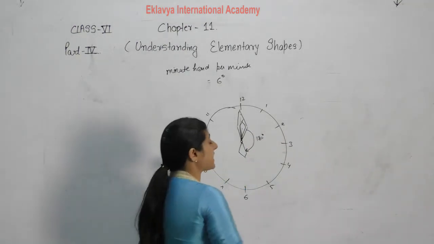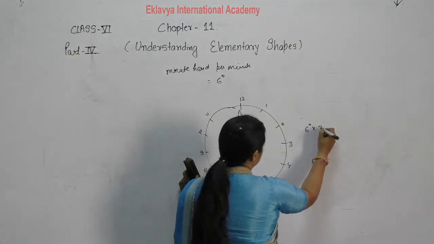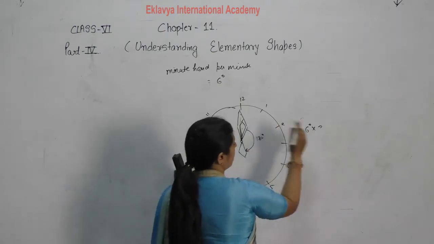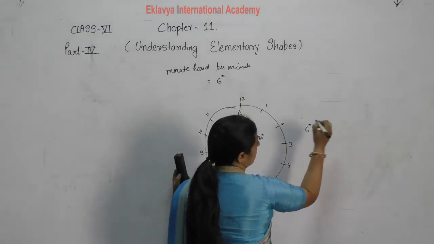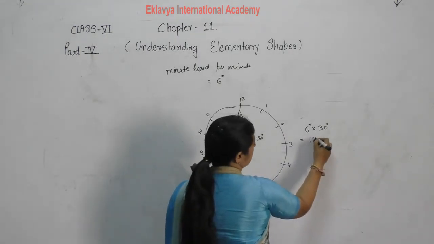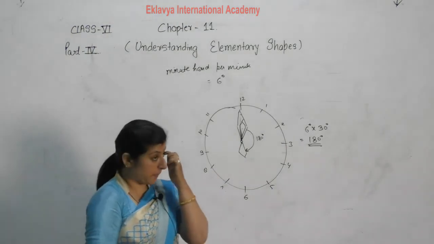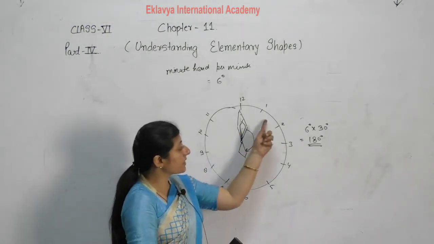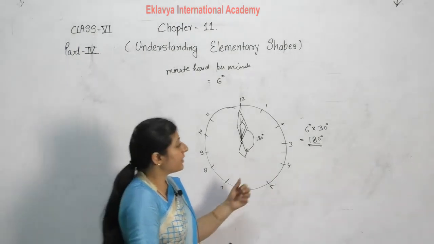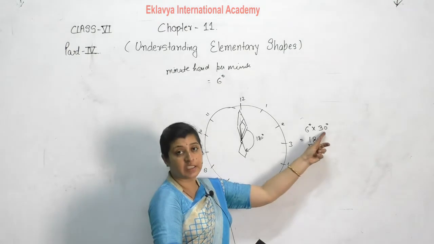Or you can say the second hand also makes 6 degrees per second. From 12 to 6 it is 30 seconds, so it becomes 6 into 30, that is equal to 180 degrees. For the second hand, this is 1, 2, 3, 4, 5, 6, and in 1 unit it makes 6 degrees.